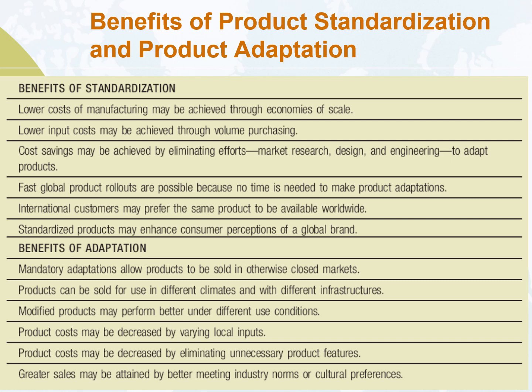Products can be sold for use in different climates and with different infrastructures. And modified products may perform better under different use conditions. Okay? Product costs may be decreased by varying local inputs, and product cost also may be decreased by eliminating unnecessary product features. Okay. Greater sales may be attained by better meeting industry norms or cultural preferences. Okay. You can see that.